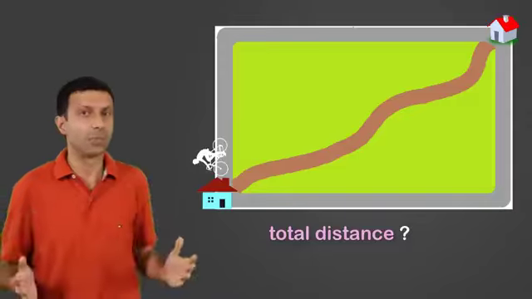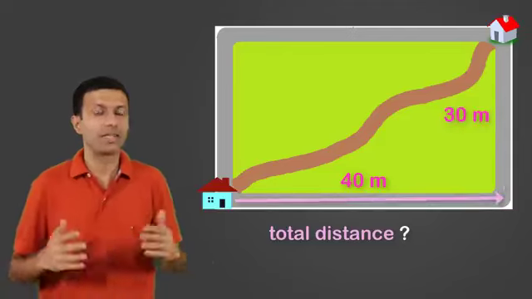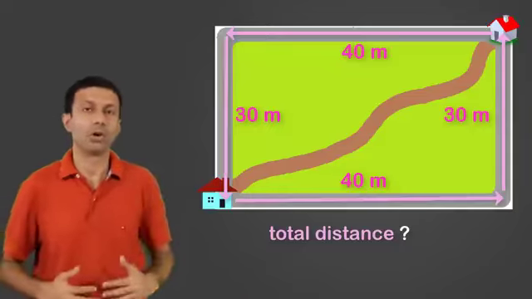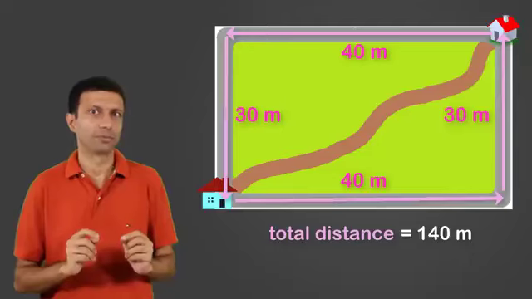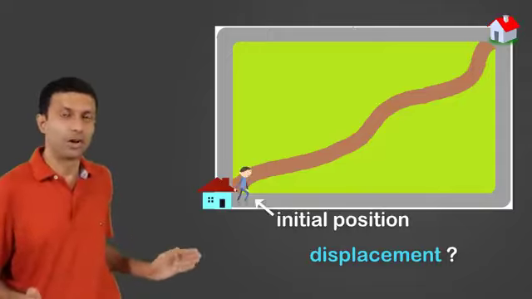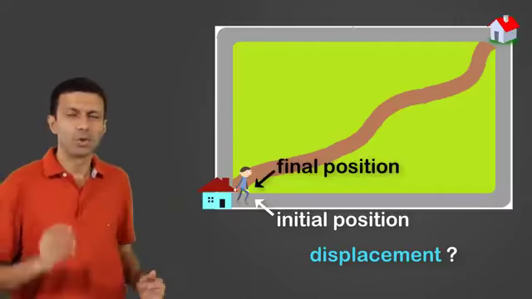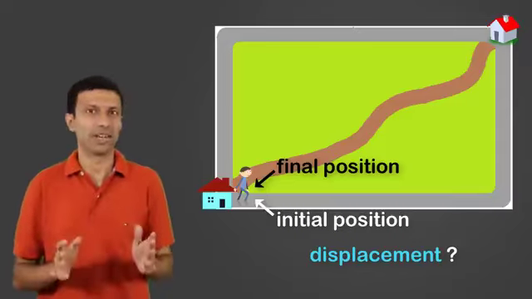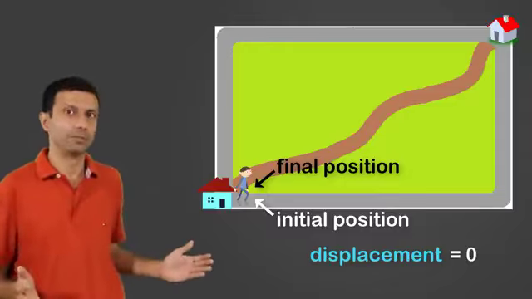So the total distance is going to be the perimeter of this rectangle. So that's 40 plus 30 meters and 40 plus 30 meters. So that's a total of 140 meters. That is the total distance traveled by you. Now what is your displacement? So your initial position was your house and that's also your final position because you're back here. So what is the shortest distance from the initial to the final position? That's right, your total displacement is 0 because you're back at your home.